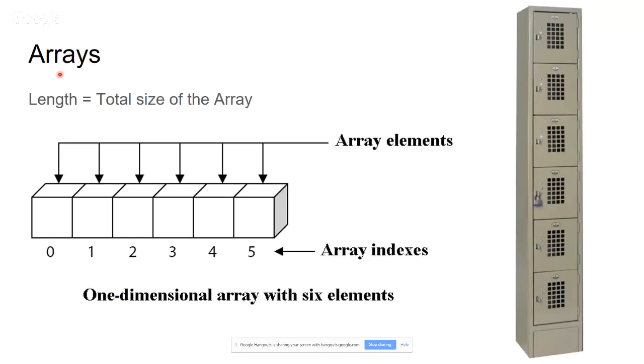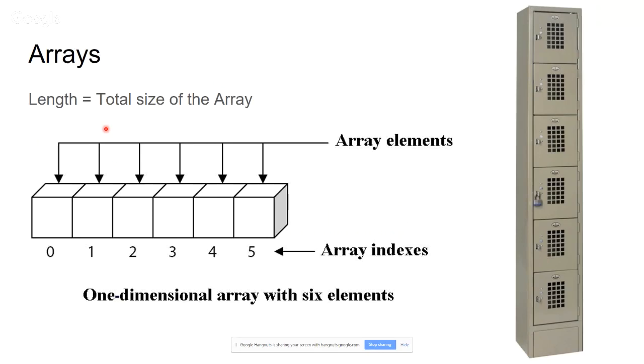So think about arrays as a one-dimensional box that has many boxes. Here you can see, for example, a locker. A locker is a really good example of arrays, which is a row, and inside that row you have places you can store things, but these places are separate.